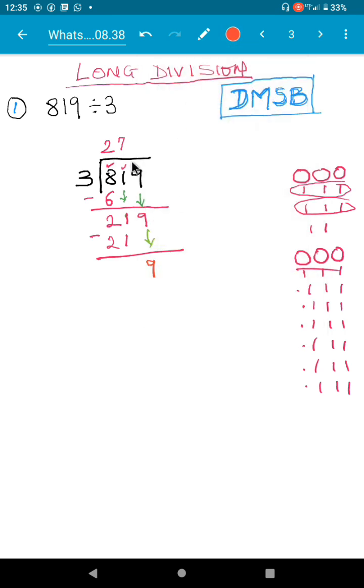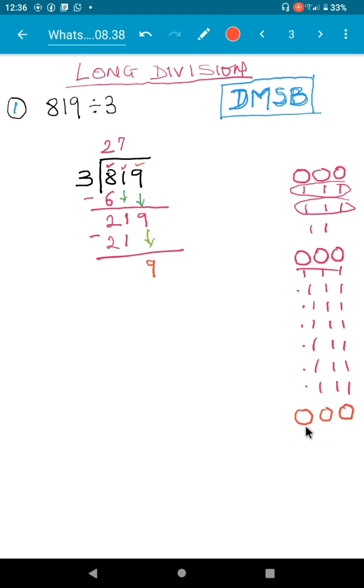So now I've treated the second digit. I now go to the last digit, which is this 9. So we start again, repeat the process again, DMSB. So we go again, 3 divide 9. If you don't know it, go back to the basic division I taught you. Draw your 3 circles, count up to 9.